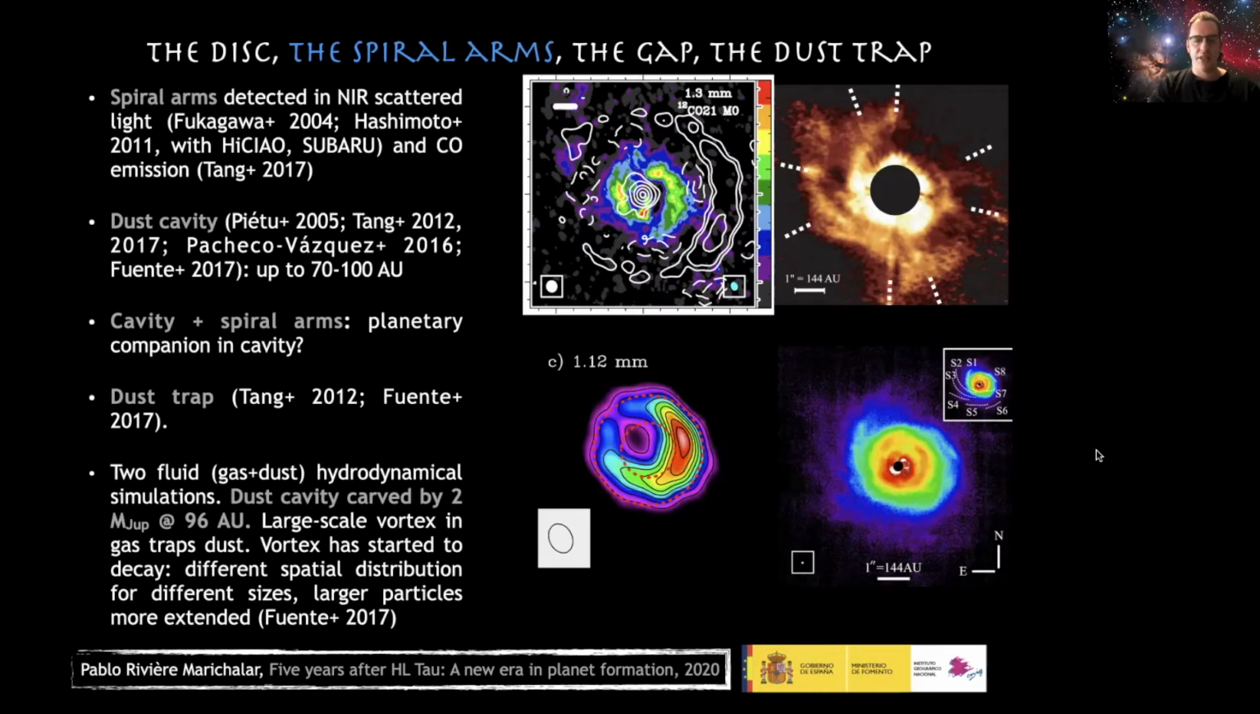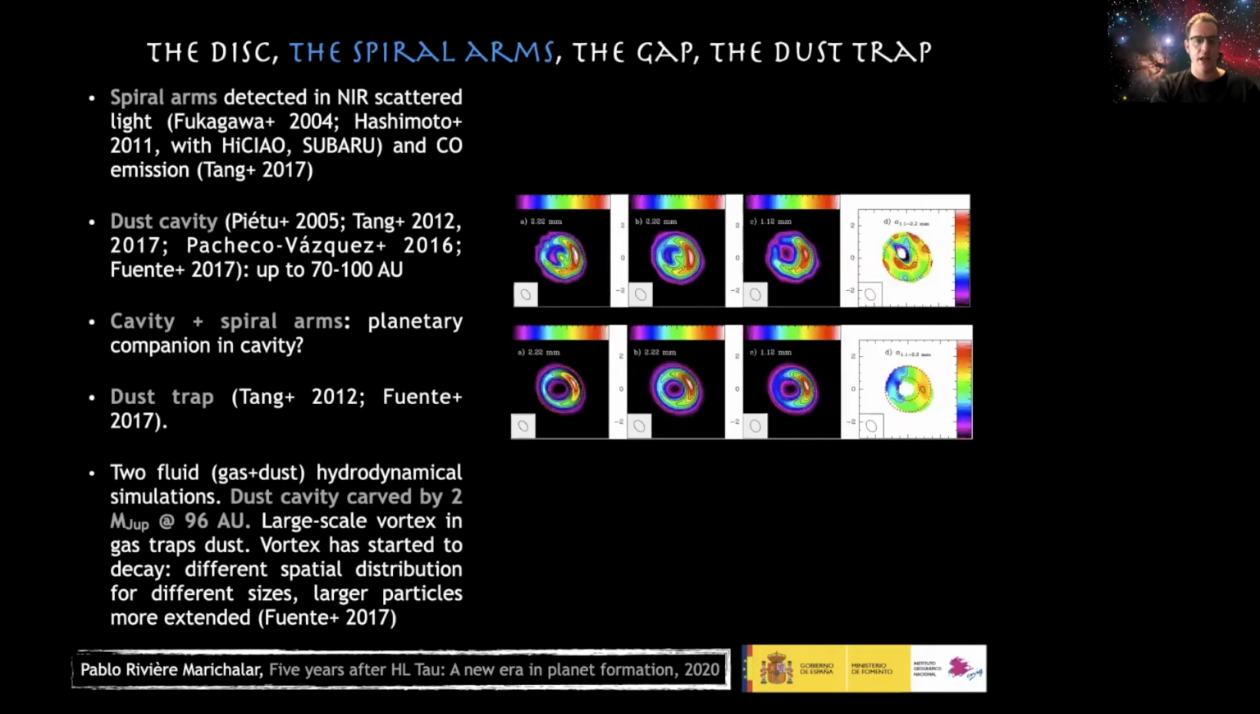So the fact that there are a cavity and spiral arms might be explained by the presence of a planetary companion. And the presence of a dust trap can be explained by the presence of a planetary companion too. So aiming to see whether this explanation was true for the case of AB Aurigae, Fuente et al. in 2017 performed a series of hydrodynamical simulations consisting of a central source surrounded by a protoplanetary disk, a dust cavity carved by a Jupiter mass planet located at 96 astronomical units.